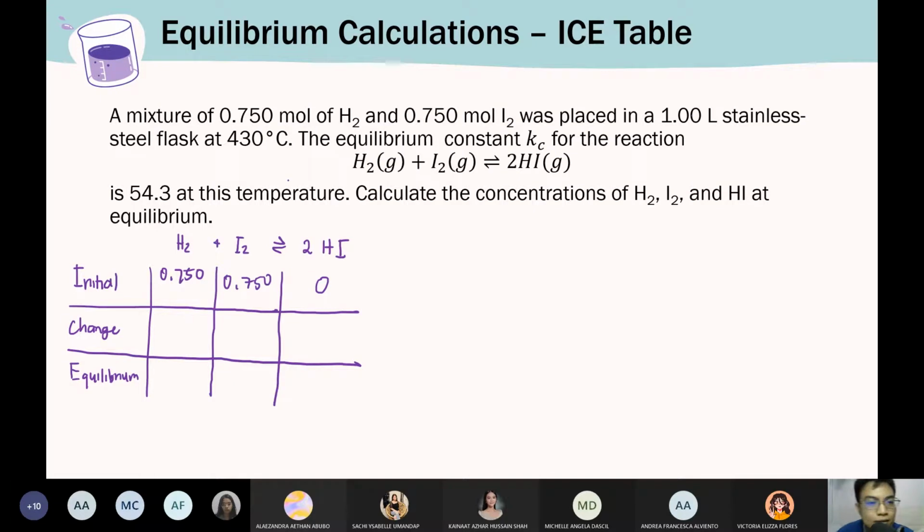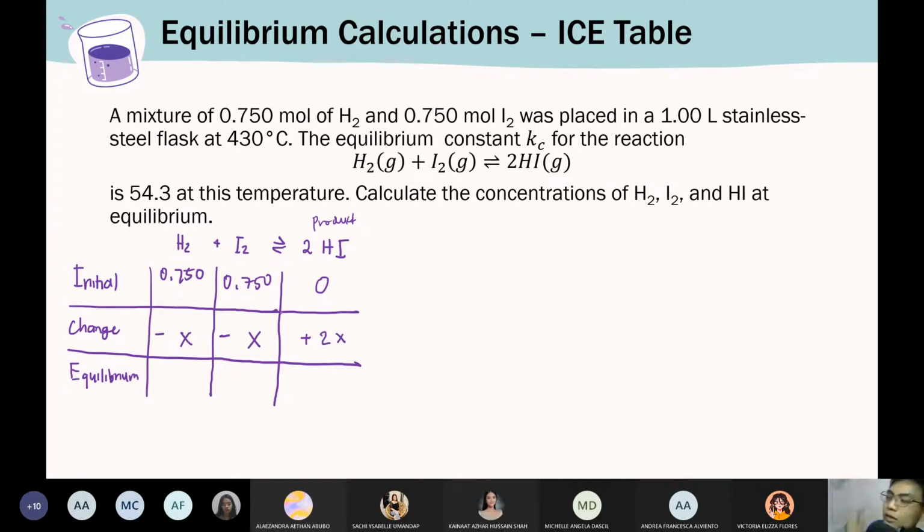And then what's next? What's next is the change, no? And gaya nga na sinabi ko, yung shortcut ko dito is where the 0 is, doon pupunta yung reaction. So where is the 0? At the product, right? We don't have any product initially. So ibig sabihin, ito yung magdadagdagan. So this will be positive, and then itong dalawang reactant, it will be negative. How much will change? I don't know. So just write X. However, this one, kailangan 2X.